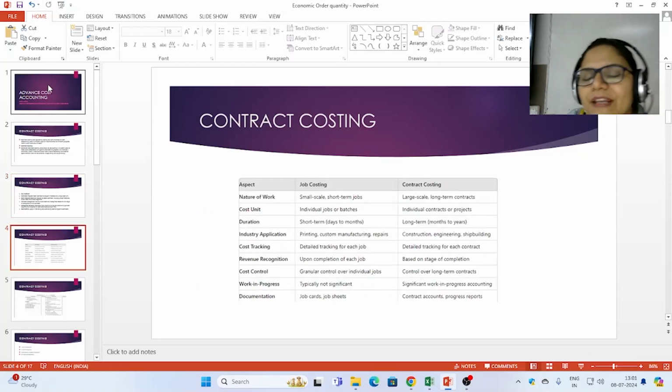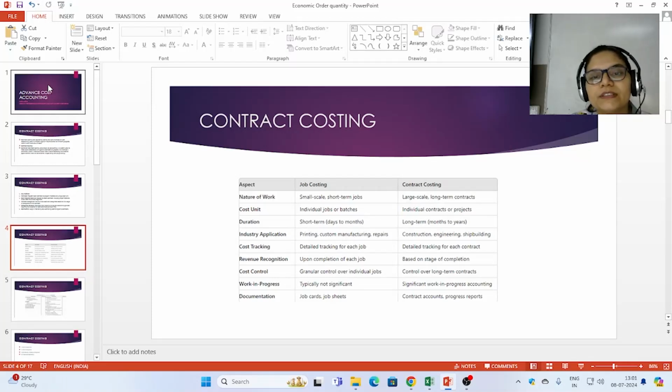Now, when we say that in contract costing the work is done as per a certain order, a question may arise: what is the difference between job costing and contract costing? Because job costing is also the same, where the work is done against a specific order. So here are certain differences between job costing and contract costing.